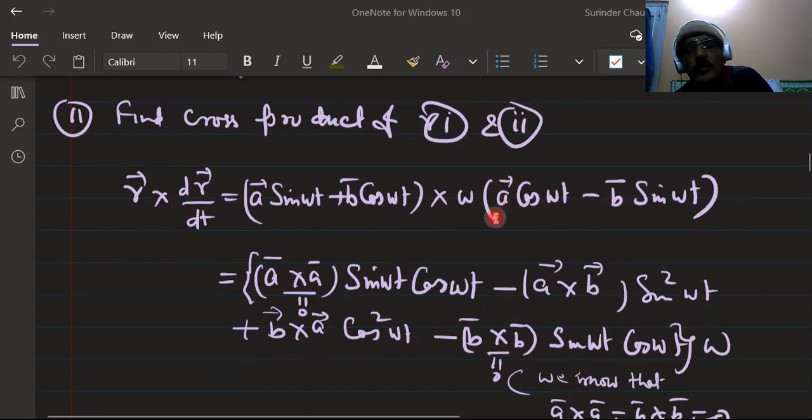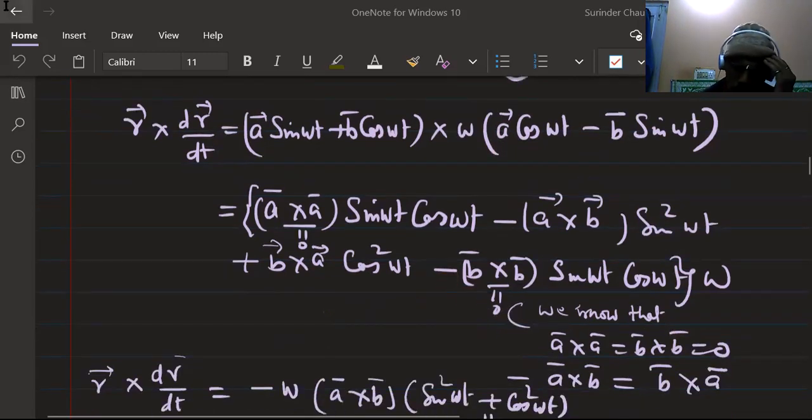I told you, while solving problems in vector calculus, we don't change the order of the entries of the problem. So b vector cross a vector sin omega t, minus, and b vector cross b vector sin omega t cos omega t. Now for cross products of like vectors, i cross i is equal to j cross j is equal to k cross k is equal to 0. Similarly, a vector cross a vector is equal to b vector cross b vector is equal to 0. Substitute here. This is 0, this is 0.